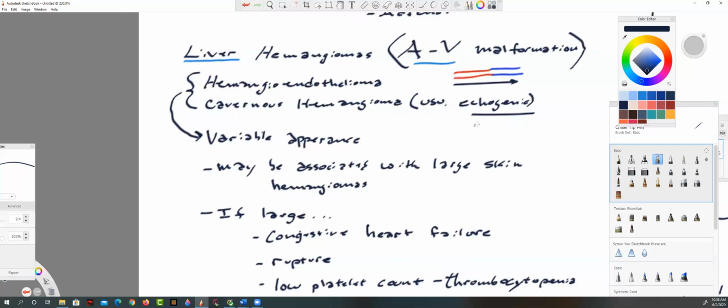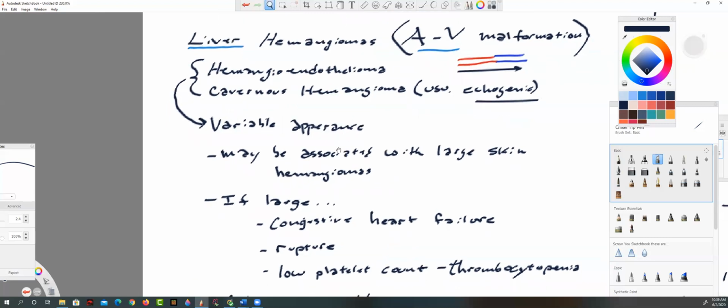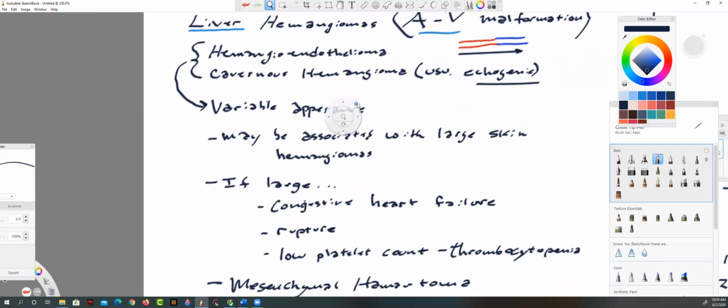However, I had a student last semester with 3 large hemangiomas. They were not echogenic. Not only were they not echogenic, they were hypoechoic and heterogeneous. They looked scary. I thought for sure they were not hemangiomas, but they were atypical hemangiomas. So they can have a variable appearance.